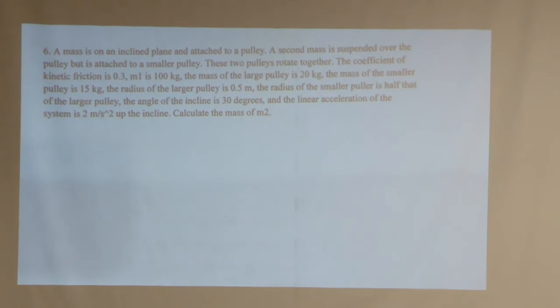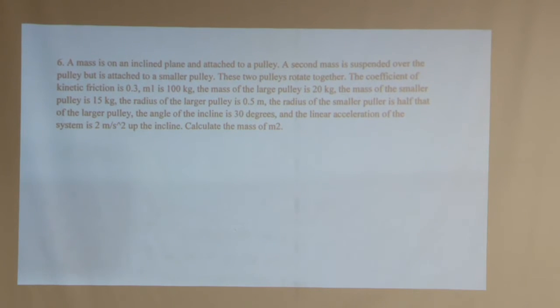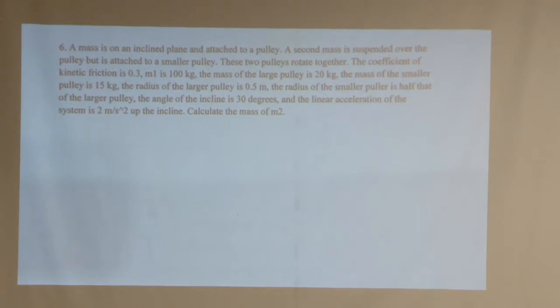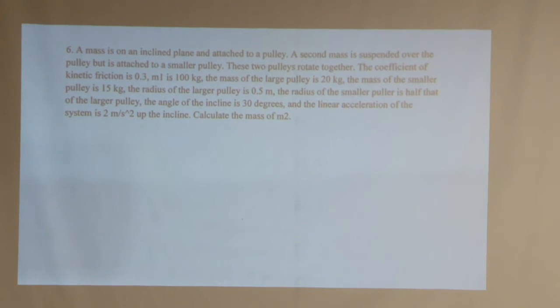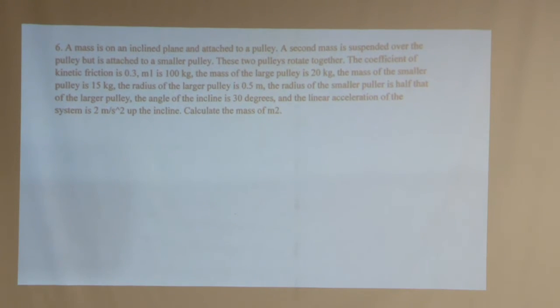So this is another torque question that involves an incline and friction. A mass is on an inclined plane and attached to a pulley. A second mass is suspended over the pulley but is attached to a smaller pulley. These two pulleys rotate together. The coefficient of kinetic friction is 0.3, m1 is 100 kilograms. The mass of the large pulley is 20 kilograms. The mass of the smaller pulley is 15 kilograms. The radius of the larger pulley is 0.5 meters. The radius of the smaller pulley is half of that. And the angle of incline is 30 degrees. We're also given the linear acceleration, which is 2 meters per second squared up the incline. And the question asks to find the mass of mass 2.